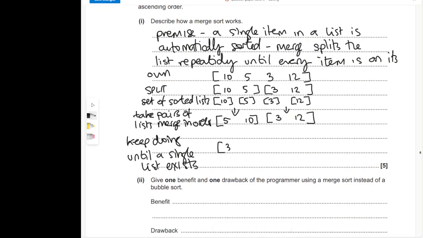So I end up with 3 because I'm merging these two now. So I end up with 3, 5, 10, 12. So that is a sorted list. So there isn't actually any sorting going on.